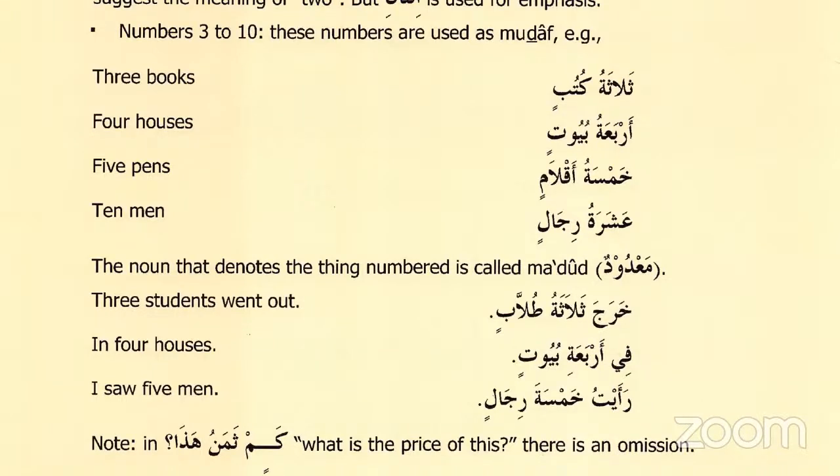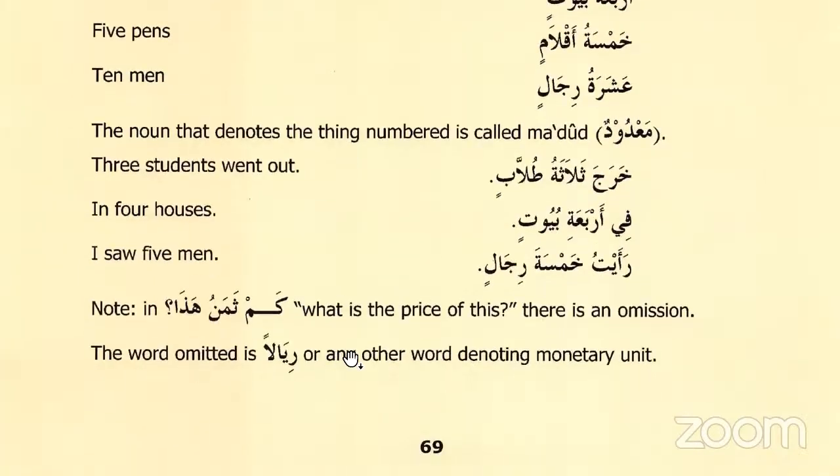Okay, and then the noun that denotes the thing numbered is called ma'dud. 3 students went out. So it says خرج ثلاثة طلاب. In 4 houses, في أربعة بيوت. I saw 5 men, رأيت خمسة رجال. And then note that in كم ثمن هذا, what is the price of this? This is an omission. The word omitted is riyalan or any other word of monetary unit. Now, there are 2 things I need to explain here.